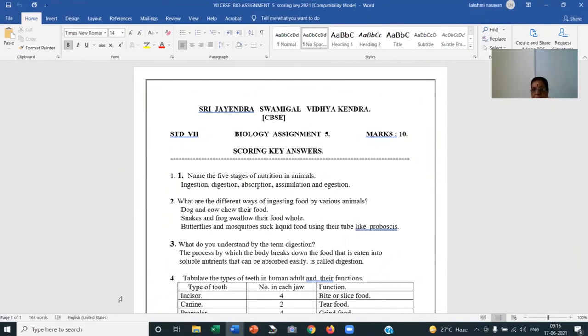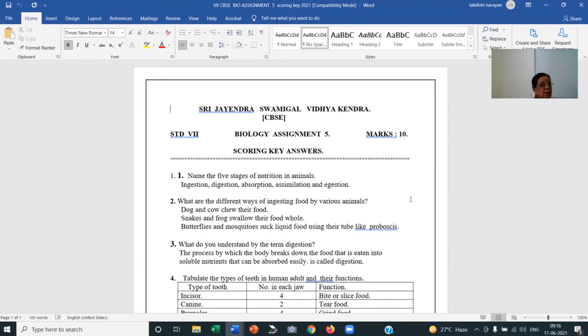Now we are going to do video number 8, biology assignment 5, where we are going to discuss the scoring key. First, name the 5 stages of nutrition. Ingestion, digestion, absorption, assimilation, and egestion. I repeat, ingestion, digestion, absorption, assimilation, and egestion. These are the 5 stages of nutrition in animals.